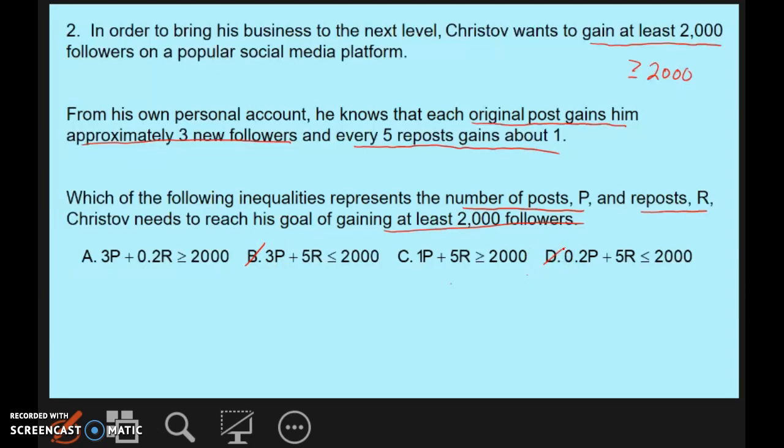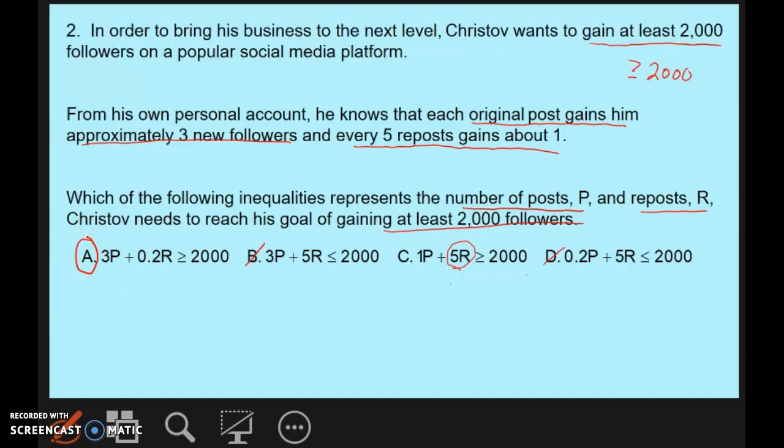Where it gets a little bit tricky is looking at that R variable, the coefficient on R. Instincts might tell you that this is the correct expression here for R because it's got the 5 and the R. But remember that it's not every repost gets him 5 followers. 5 reposts gets you a follower. So essentially what he's getting is 1/5 of a follower for every repost. So 1/5 as a decimal would be 0.2. And this also fits the other situation that if we have 3 original posts, he's going to get 3 additional followers. So A would be our best choice.